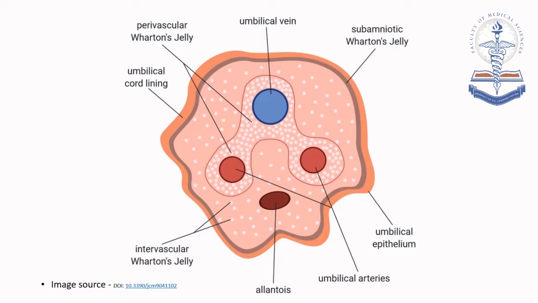This Wharton's jelly is a gelatinous connective tissue composed of extracellular matrix abundant in glycosaminoglycans, mostly hyaluronic acid, collagen fibers, and myofibroblasts. Occasionally, we will have mast cells. The stromal cells in the Wharton's jelly are highly abundant in the perivascular region, less abundant in the intervascular region, and least abundant around the subamniotic region. It is important to remember that the umbilical vein and arteries do not contain tunica adventitia.